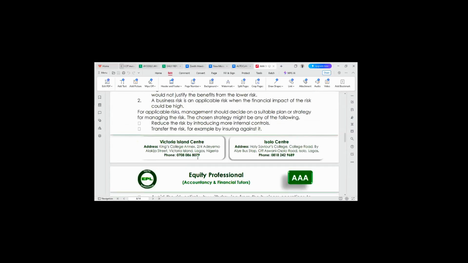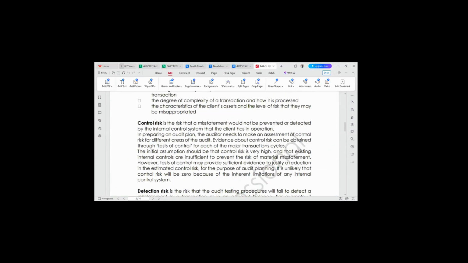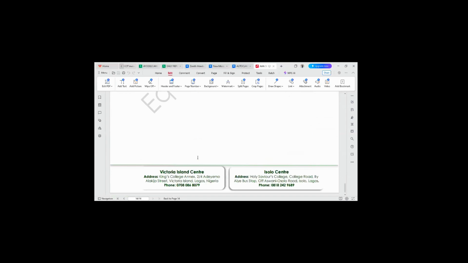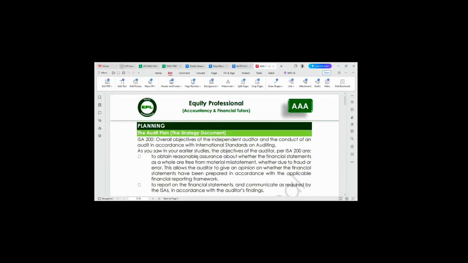Ahead, you saw the difference between the audit strategy and audit plan. So there was no question in that. That means we are clear with that. So let's go on. So we are looking at audit planning now.